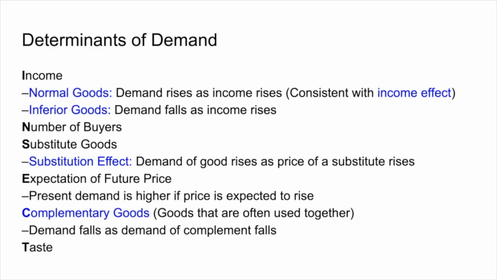Expectation of future price. Present demand is higher if price is expected to rise because consumers would want to purchase it right now before the prices rise. Complementary goods are goods that are often used together, and demand falls as demand of the complement falls. An example of complementary goods are bread and butter. If people demand less bread, then they would also demand less butter. And then finally, taste, so what consumers want.